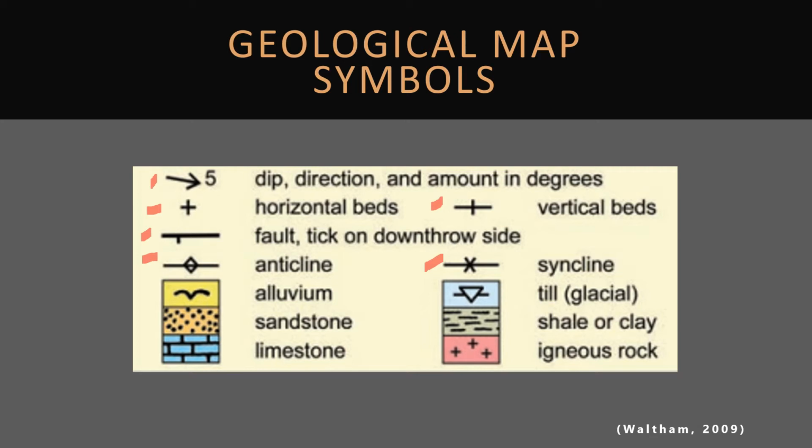And these boxes that you see represent the different rock materials that can be found in rock outcrops. So this is for alluvium, sandstone, limestone, till, shale, and igneous rocks. So these are the common geological map symbols that we can use in interpreting geological maps.